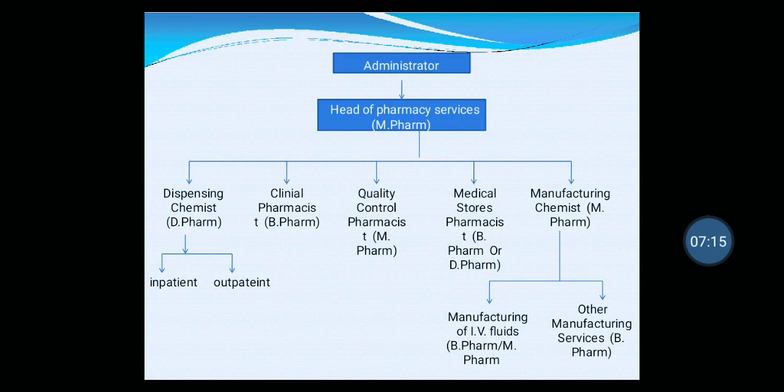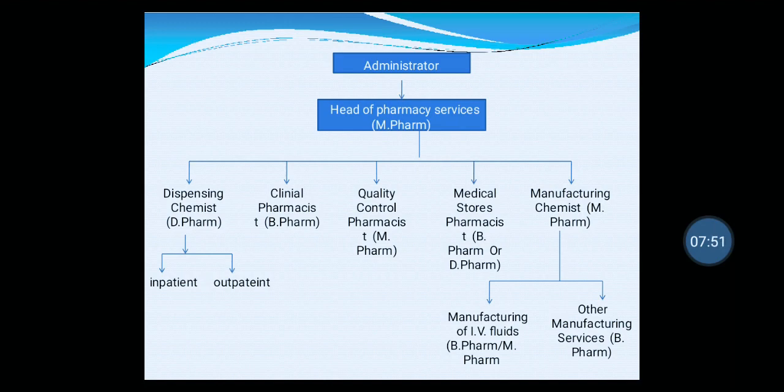For example, tablets evaluation, that is a quality control test for the tablets. First is the disintegration test, dissolution test, friability test, then hardness tester, which is required for the hardness of the tablets, and the weight variation. These are the different equipment used in the quality control for the tablets. The M-Pharm person can work as a quality control pharmacist.